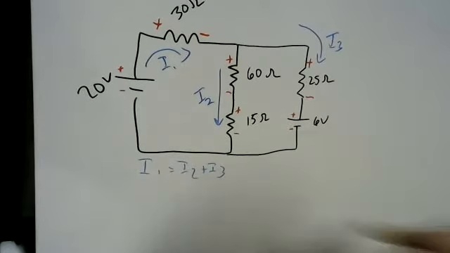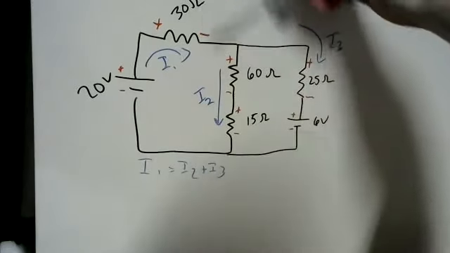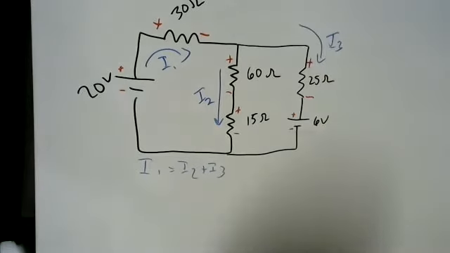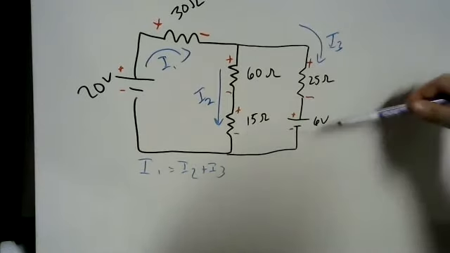Now we've already written one equation for going around the loop in this way. I'm noticing that I don't have a lot of colors here. I have purple, so let's go purple. I'm going to draw in the loops in these colors. There are three loops. One is the left loop that encloses the 20 volt and the 30 ohm, 60 ohm, and 15 ohm elements. There's the right loop that encloses the 60, 15, and 25 ohm elements and the 6 volts.